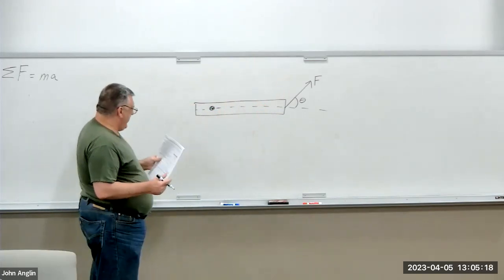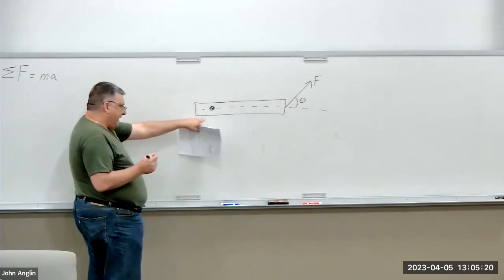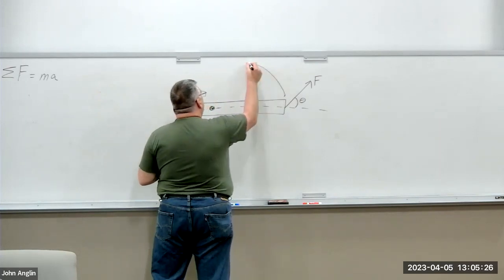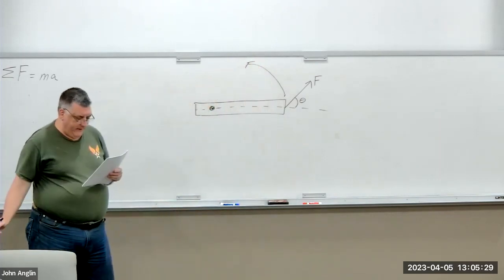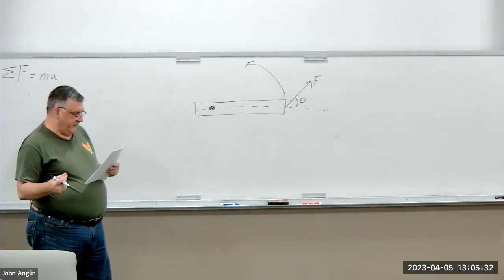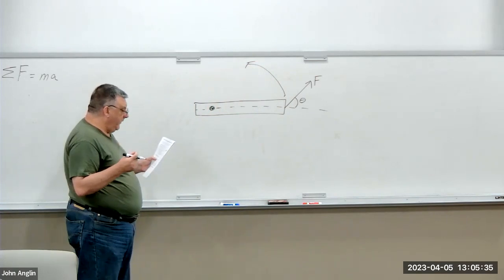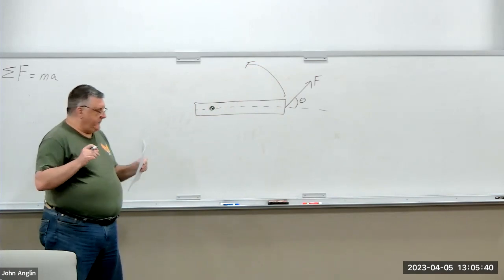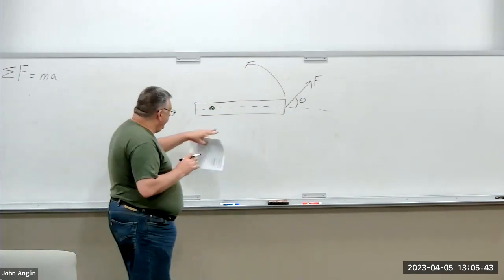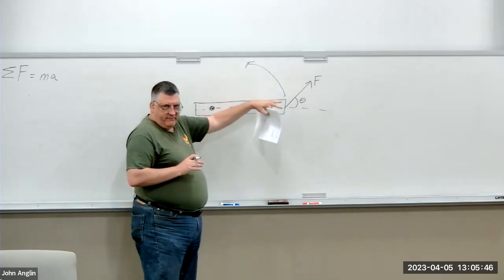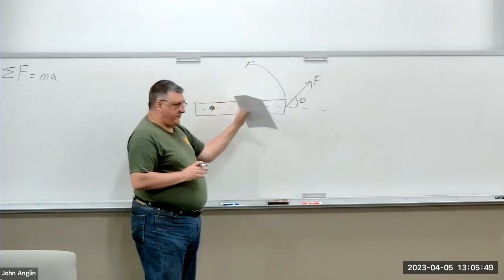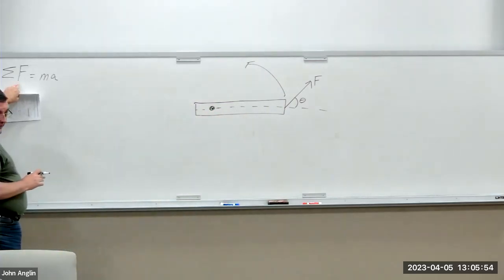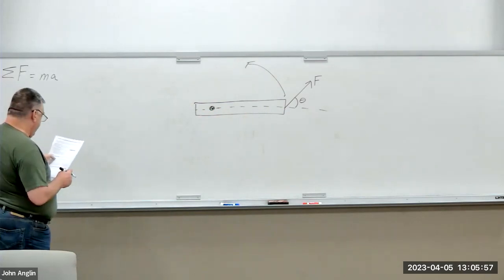Well, we know that because we have this pivot point, right? This whole thing is going to want to turn that way. So that's going to be our torque, right? So what we have to do here is find a way to convert this kind of angular motion into something more linear that's easier for us to deal with so that we can set up our Newton's second law equation.